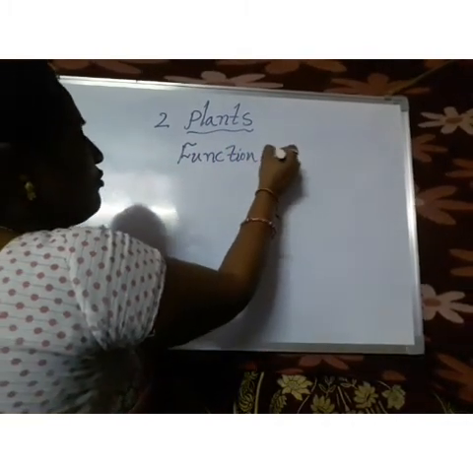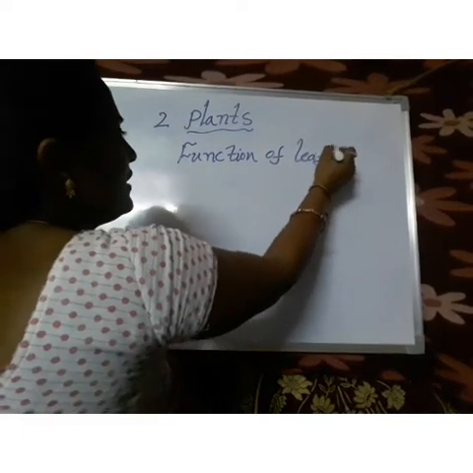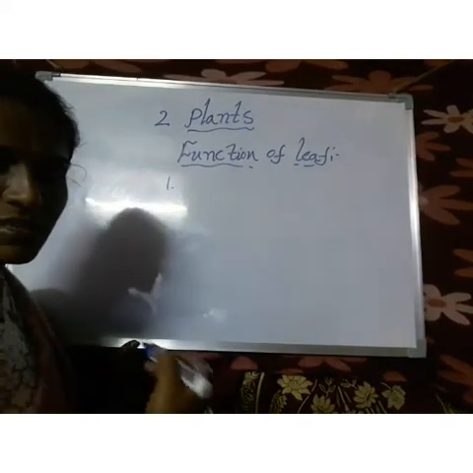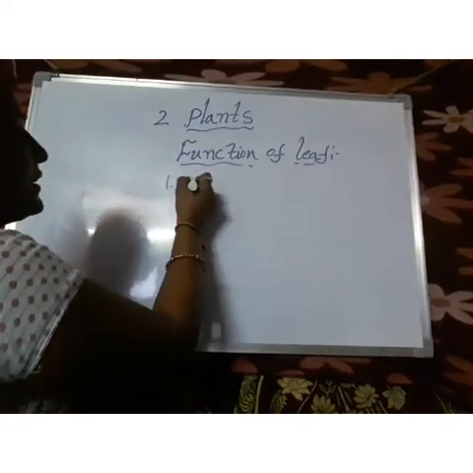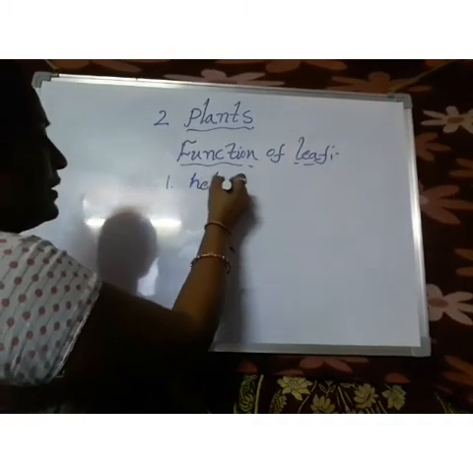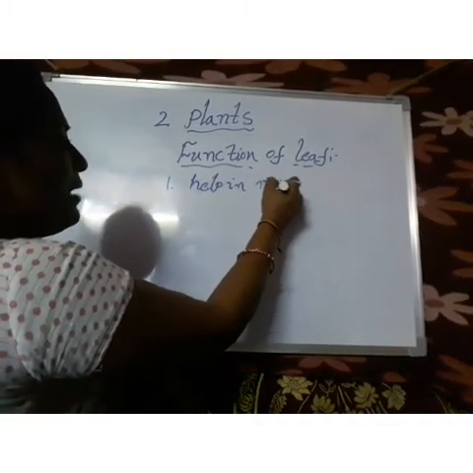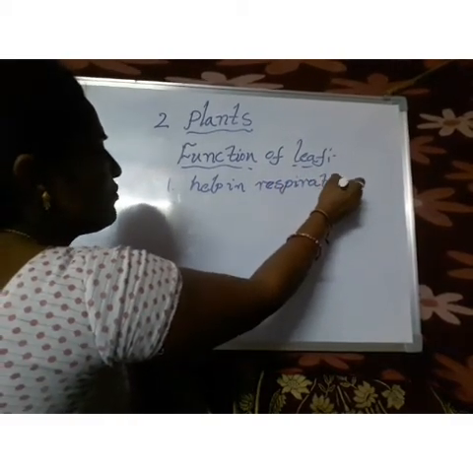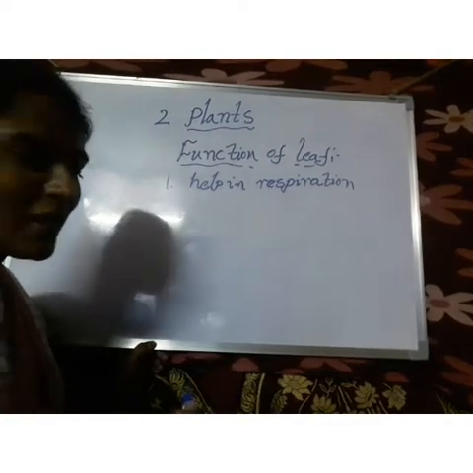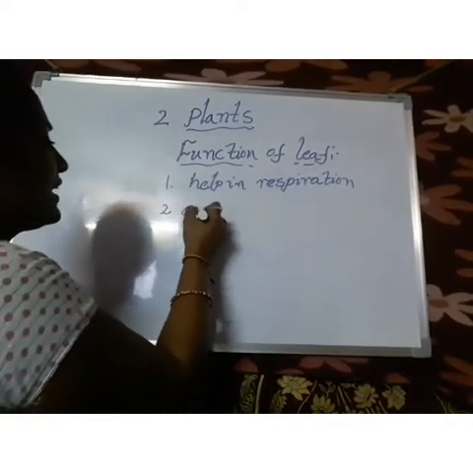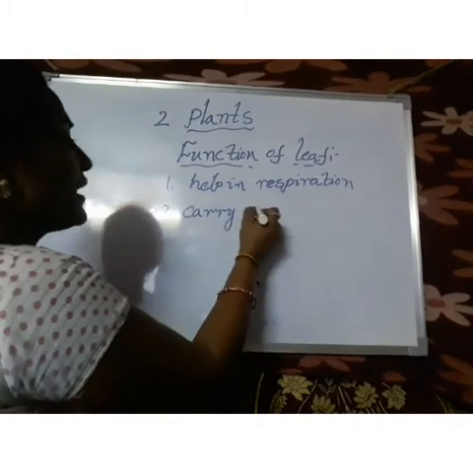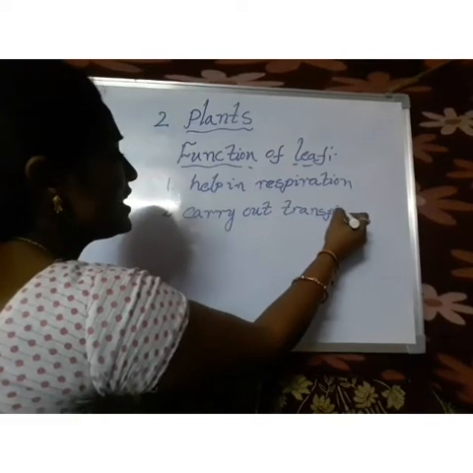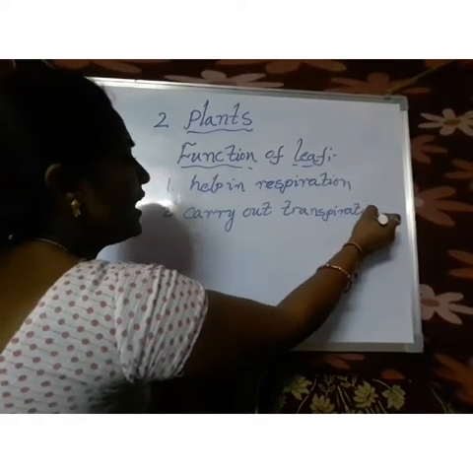Function of leaf. So what are the leaf functions, children? First one is, come on, say, help in respiration. Help in respiration means breathing. The another name of the breathing is help in respiration. And second one, carry out transpiration. Carry out transpiration means sending the waste extra water from the plant.